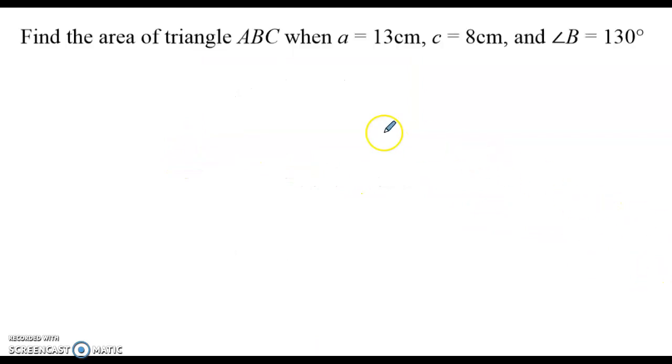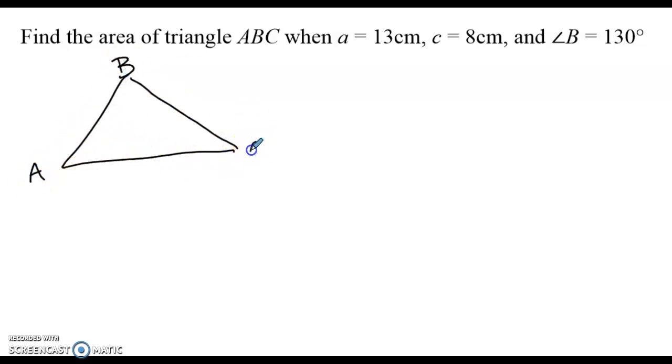Let's take a look at how this works. Find the area of triangle ABC if this is what we know. As I always do, I'm going to draw what I know. So here's triangle ABC. Side length A is 13, side length C is 8, and angle B is 130.